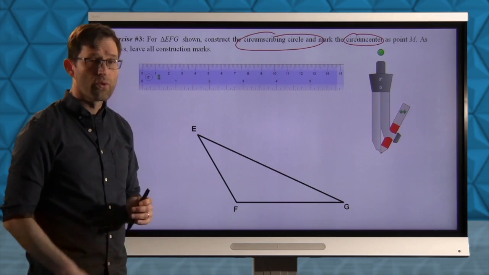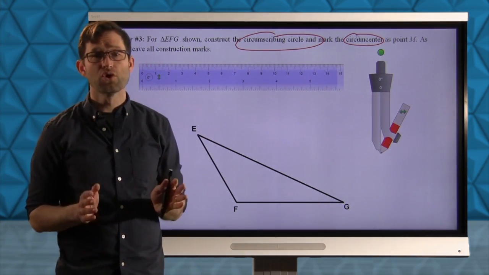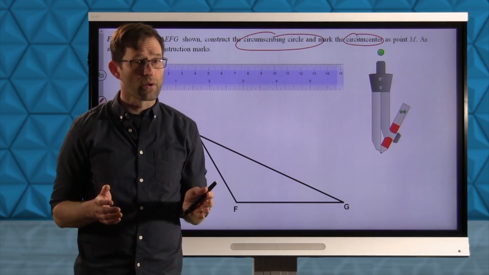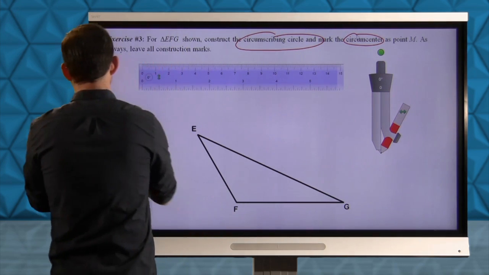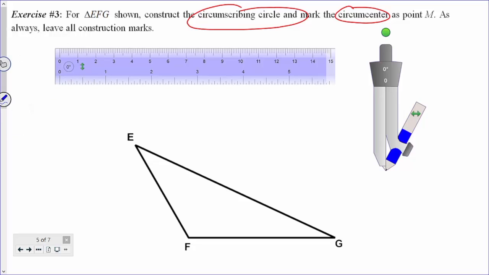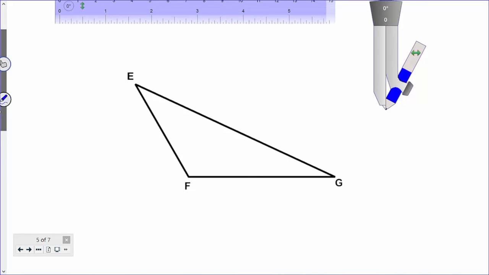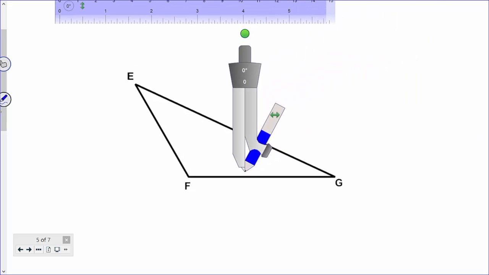All right, let's go through it. And as always, the amount of time that I pause is not the amount of time that you should take on this construction. It should take longer than that. So let me go through it. I'm going to switch back to my blue. All right. I think I am going to first perpendicularly bisect FG. I think that's going to be easiest for me.